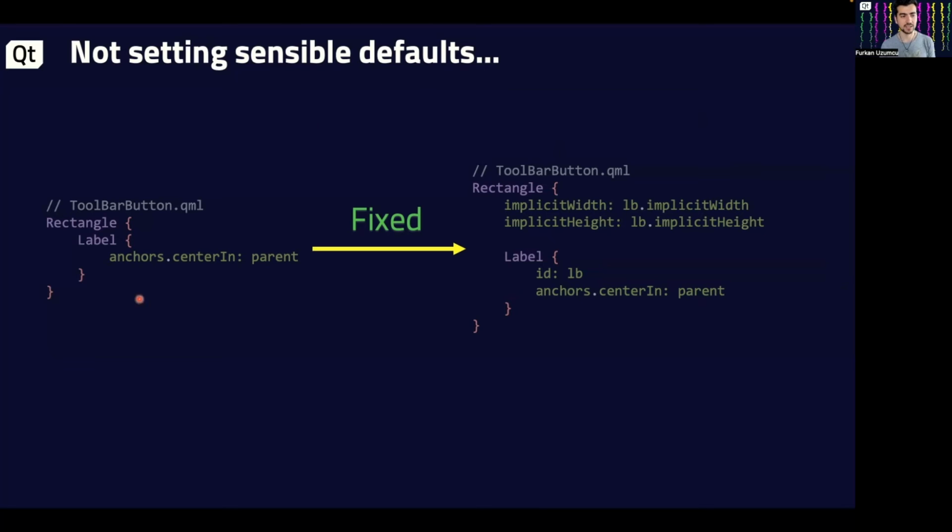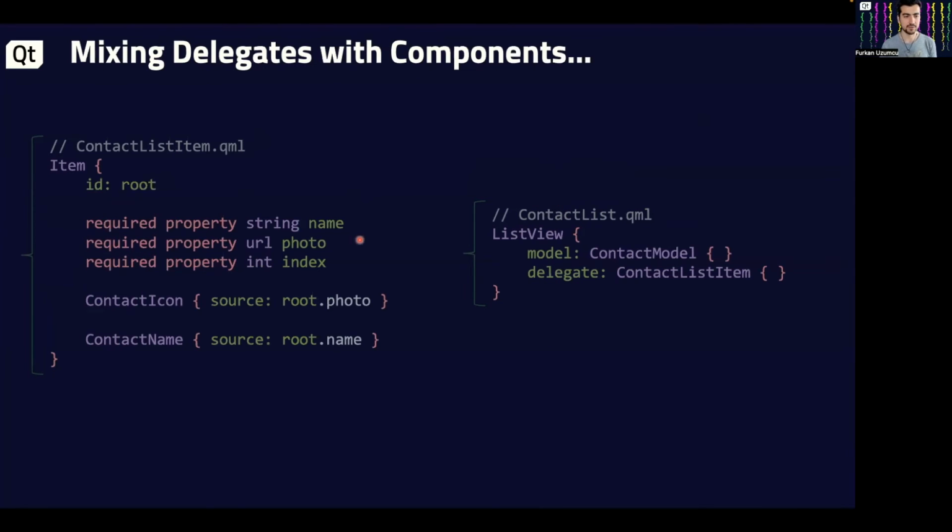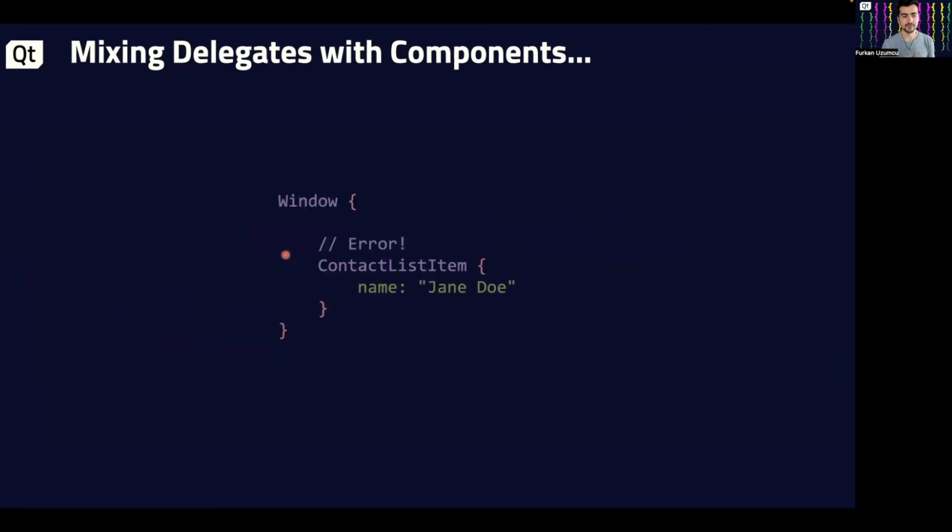Otherwise, with the implementation on the left, they won't see anything. If they have a text in that label, maybe they'll see the text, but there won't be any background for it. Mixing delegates with components. You will run into this issue if you get into a habit of declaring required properties for your components, and those properties come from the model that you're using someplace else. This will work in this case because contact model will maybe provide all these properties. But if you want to use it in a different place because maybe you only are showing one contact and not in a list view, this will stop working because contact list item will say, hey, you're not giving me all my required properties.